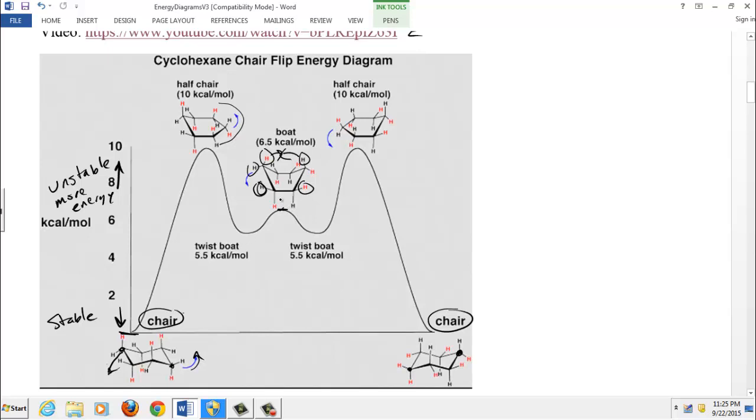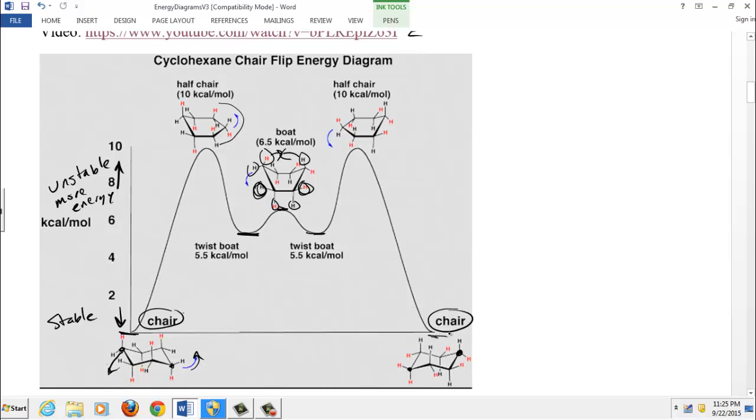And then, this diagram doesn't show the twisted boat. They actually try and bend the molecule a little bit so these hydrogens are not completely eclipsing each other. So it's a little bit lower energy. Okay, and then we get to the other chair conformation and it's low in energy again.